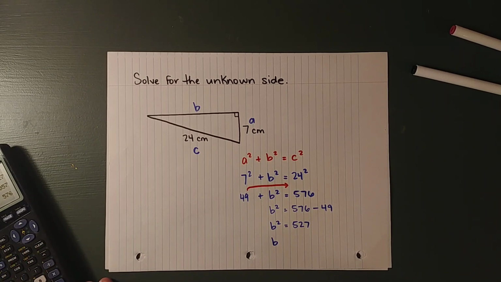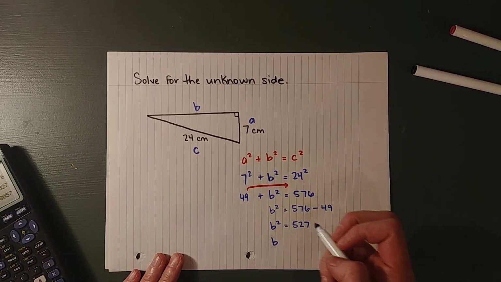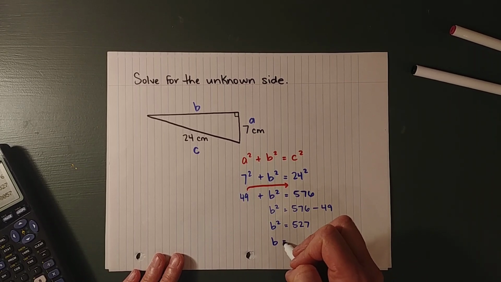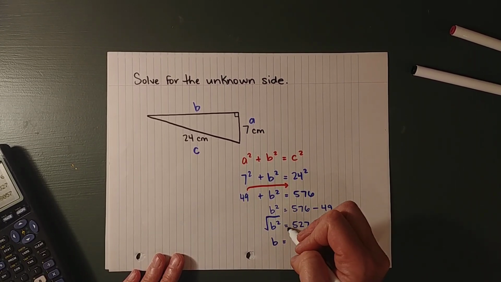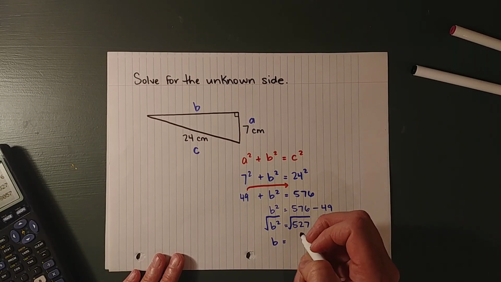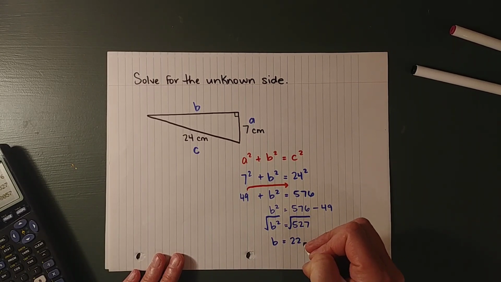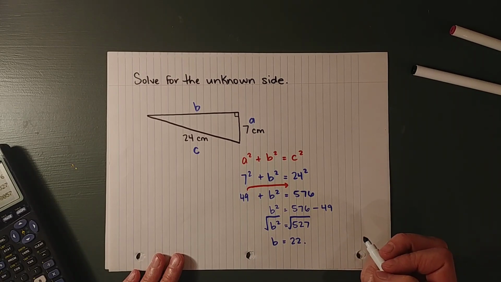sorry, I just want to check and make sure I did that right. Yeah, we want to know what b is equal to, so we're going to do the square root of both of those to give us b equal to, it comes out to 22.956.